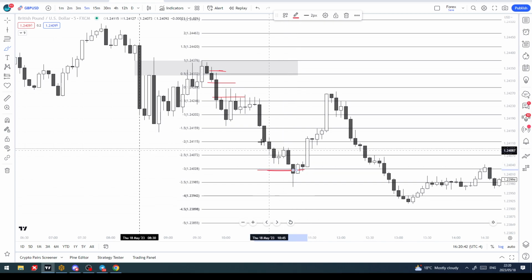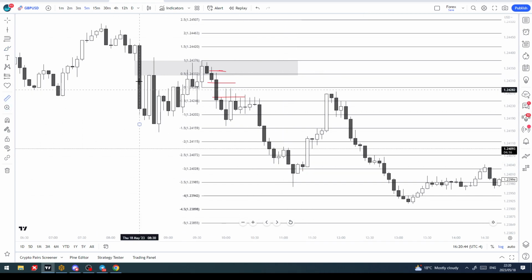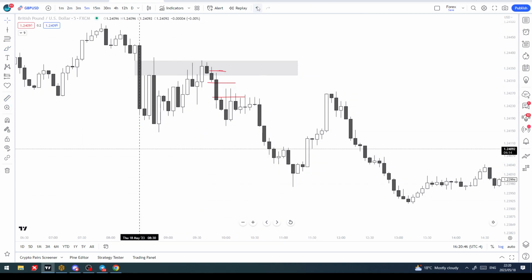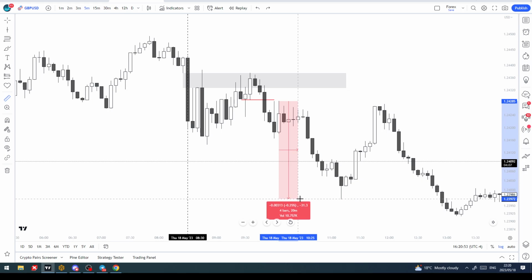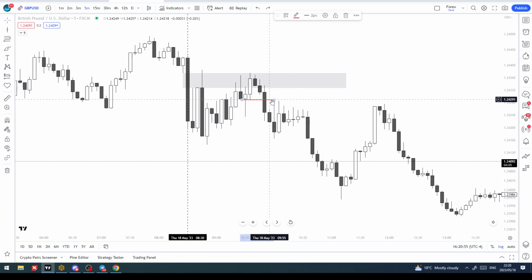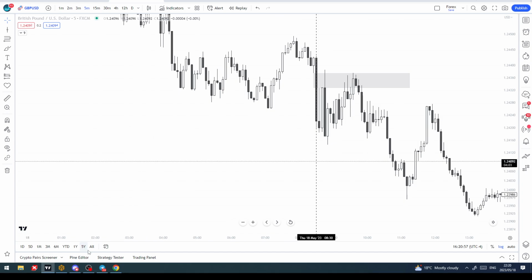3 standard deviations here, and that gave us roughly, let's take a look. And I'm going to try and be as conservative as possible. That gave us about 300 pips, right? So good enough signal to have taken. Next one.